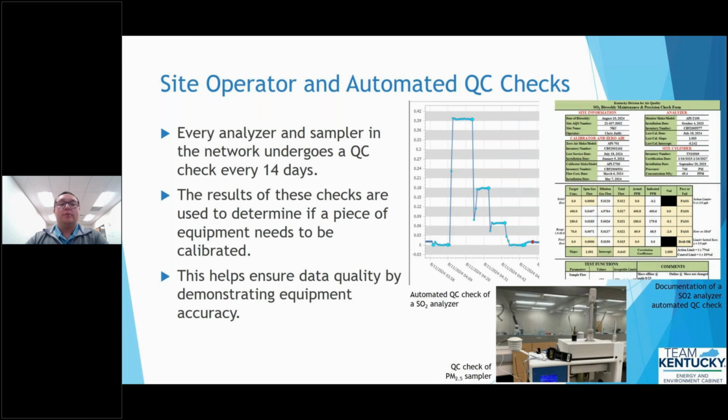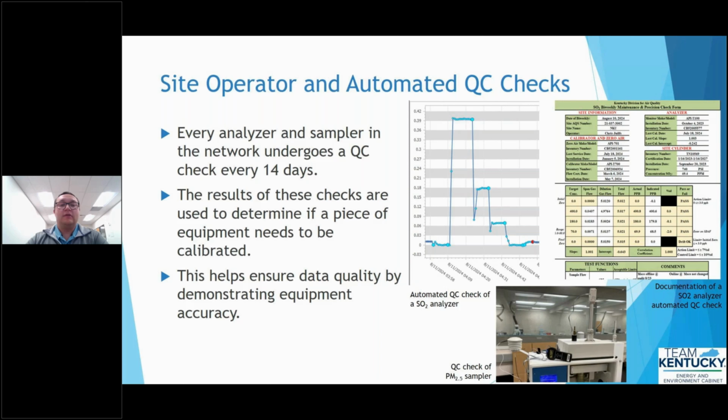So in addition to our quarterly performance audits, our site operators perform and document checks of the equipment on a biweekly basis or monthly basis, depending on the specific instrument. The results of these checks are used to determine if a piece of equipment needs to be calibrated, maintained, or replaced. These checks are used to help ensure data quality by demonstrating accuracy of the equipment. The top left photo depicts an ozone sampler QC check, so that's the data we receive back from that analyzer while we test it, where the SO2 analyzer was fed known concentrations of gas.